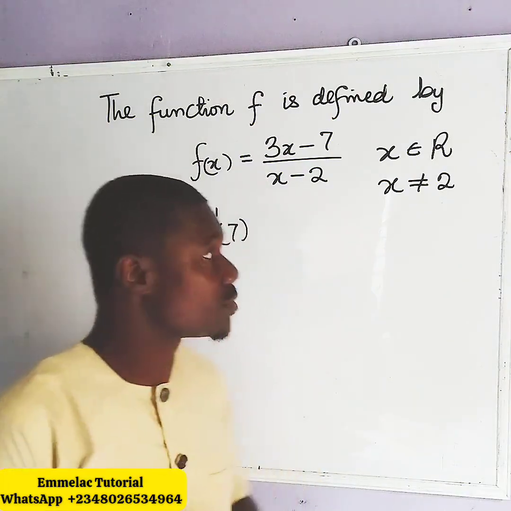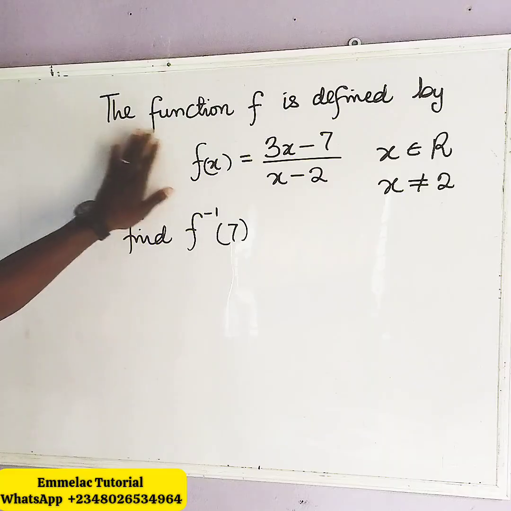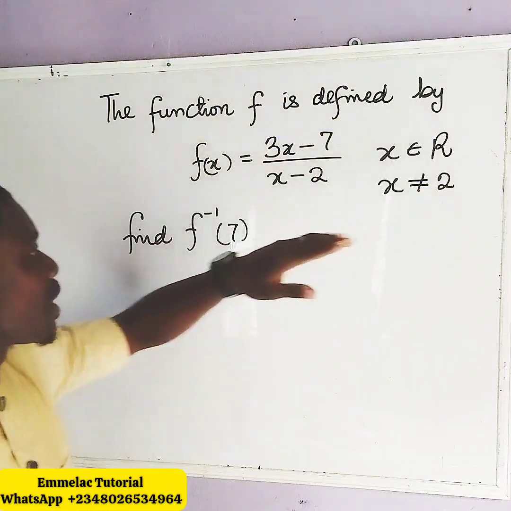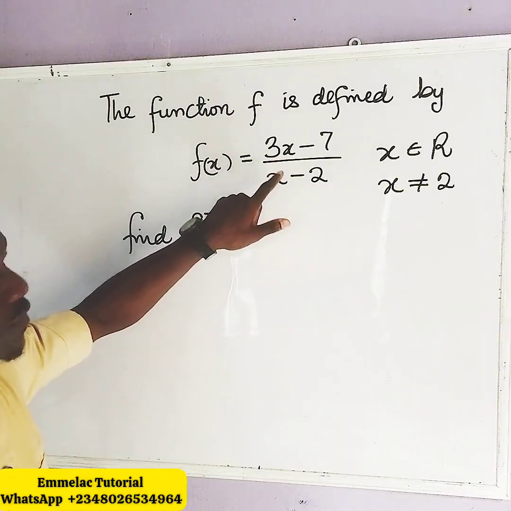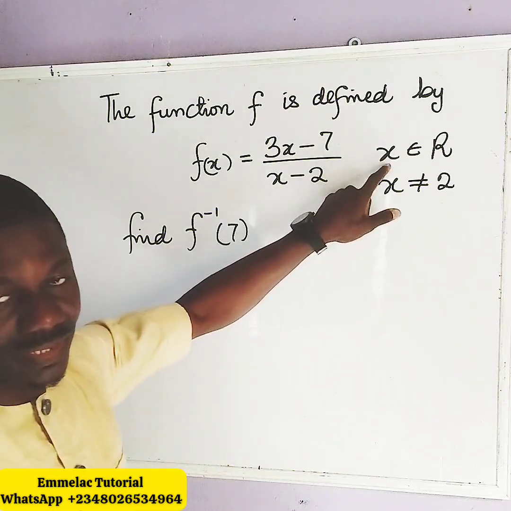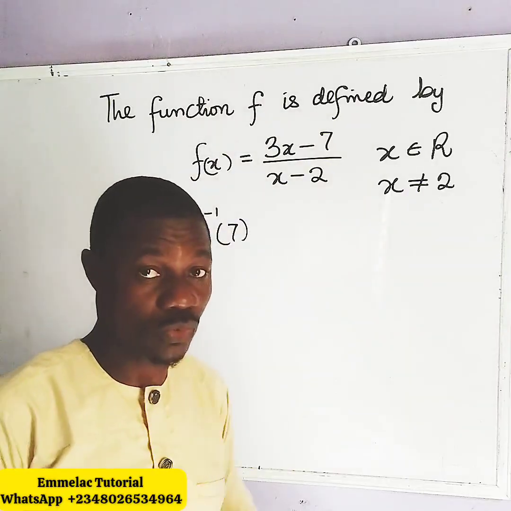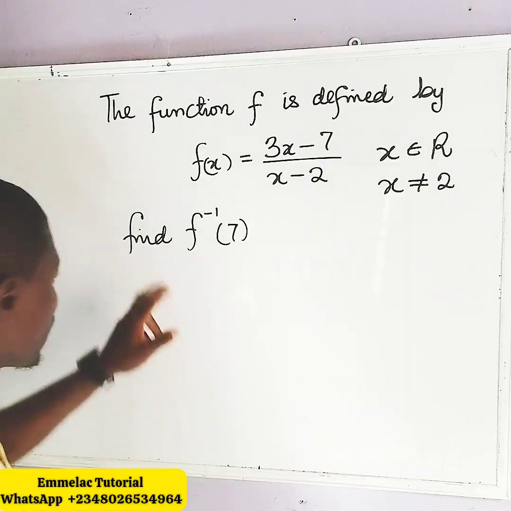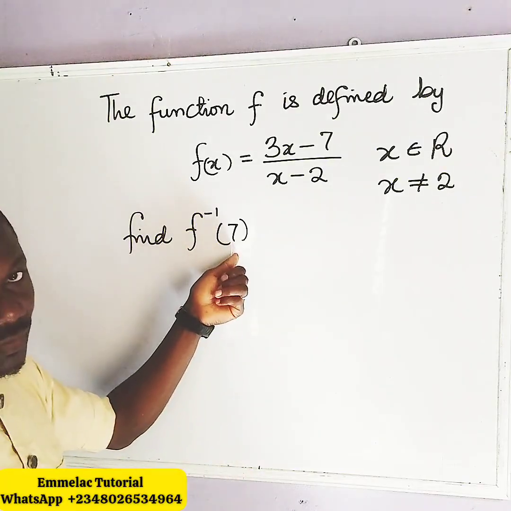Now before us is this beautiful A-level math question on functions, and it reads that the function f is defined by f of x equals 3x minus 7 all over x minus 2, where x is an element of real numbers and x not equals to 2. We are told to find the inverse function of 7.